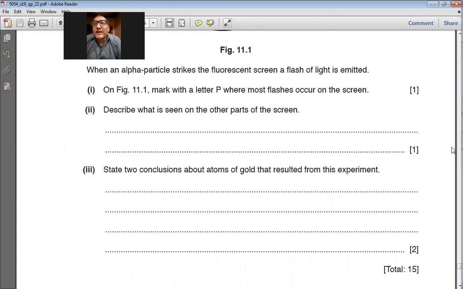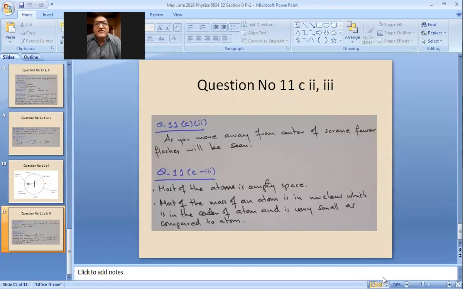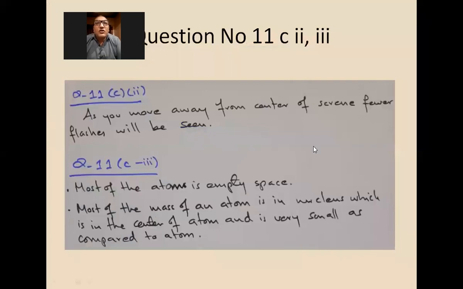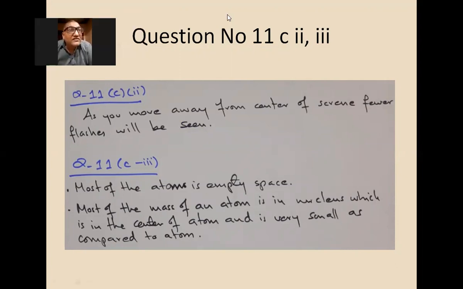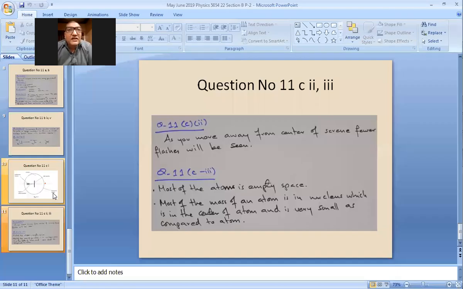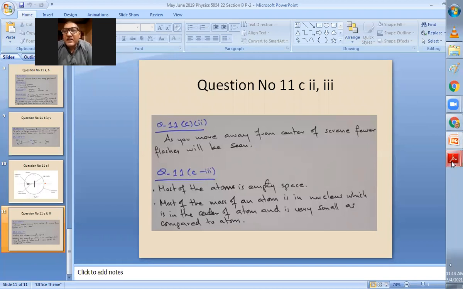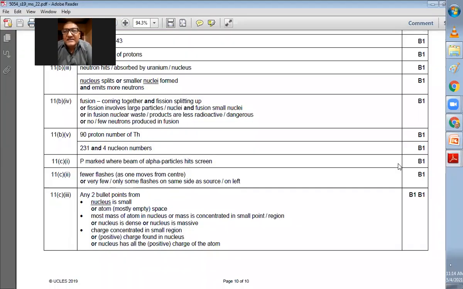So let me show you my written answer. As you move away from the center of the screen, fewer flashes will be seen because very few alpha particles will be deflected, or most of the alpha particles are going straight. Most of the atom is empty space. Most of the mass of an atom is in the nucleus, which is in the center of the atom and is very small compared to the atom. So these are the two conclusions which Geiger and Marsden drew from their experiment.